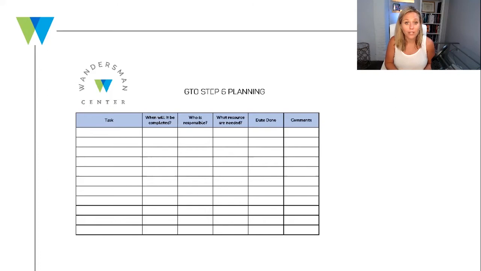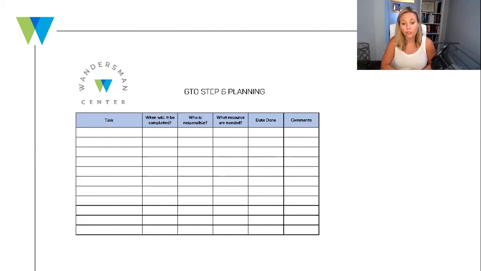If you find that one task is just not getting done, that's important for your implementation team to look at and say, well, why isn't this being done? And let's make a mid-course correction. And then the last column is just for comments to better learn what you're doing. So planning is a really important part to success.